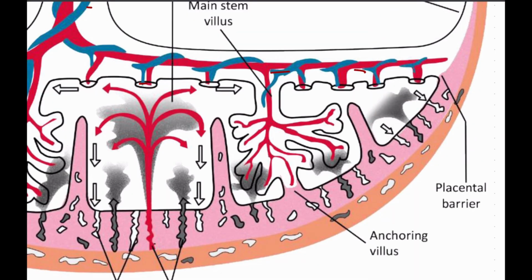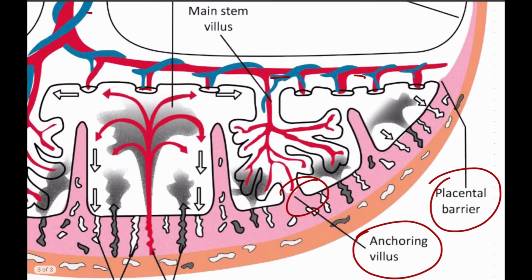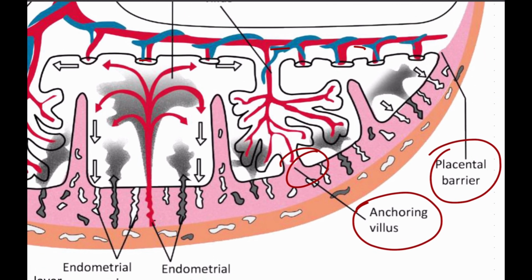And lastly, we have the anchoring villus. This is a specialized structure of the placenta which connects the fetal side of the placenta to the maternal side. These villi are a type of chorionic villi, and it physically attaches the placenta to the uterine wall. And then, of course, we have the placental barrier, which is a semi-permeable membrane that separates the maternal and fetal blood in the placenta while selectively allowing certain substances between them.